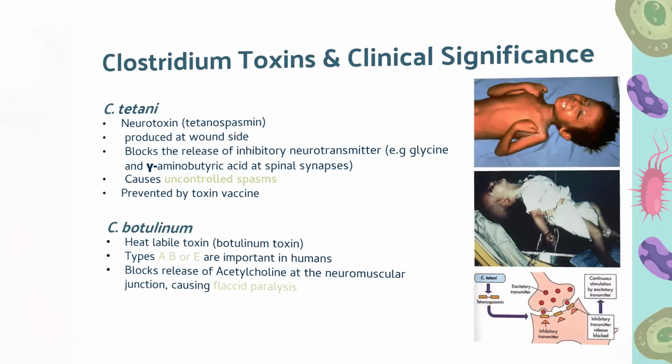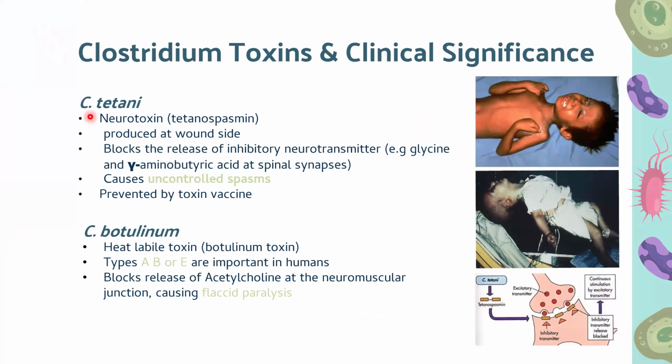Firstly, we have Clostridium tetani. Clostridium tetani is a neurotoxin that causes tetanospasm. It causes this type of manifestation here, where everything is flexed, they're having uncontrolled spasms, they don't know what to do, it's like they're having a seizure, okay? Everything is very, very, very stiff. It's called spastic paralysis, okay? This is associated with Clostridium tetani.